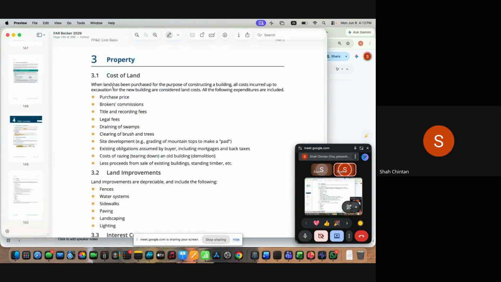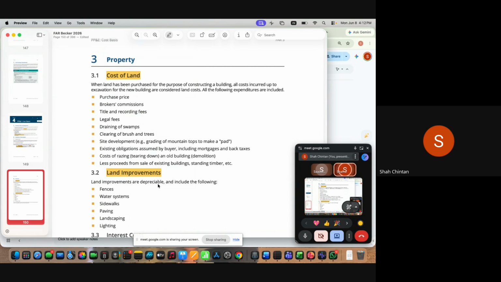Now, very important concept, very small, very easy to understand. Land is a non-depreciable asset. However, land improvements are a depreciable asset. So land improvements का मतलब क्या होता है? Anything which is prepared along with the land.